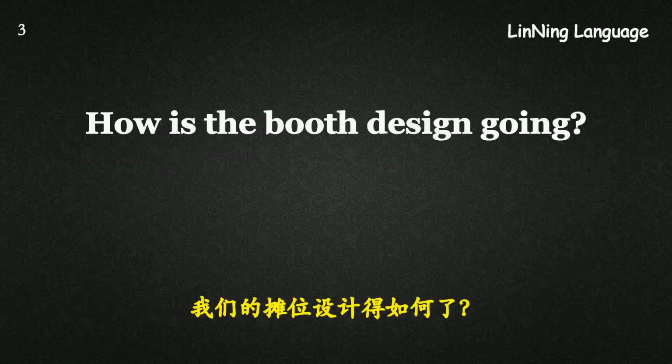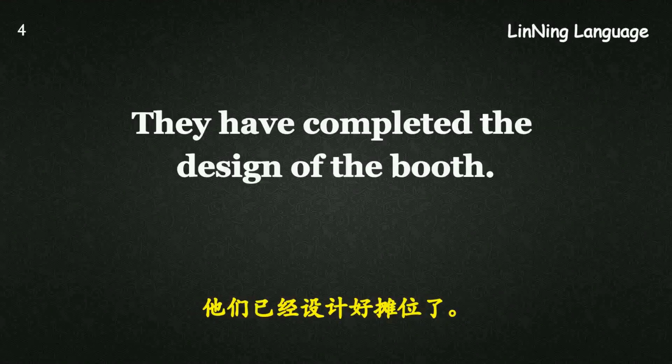How is the booth design going? They have completed the design of the booth.